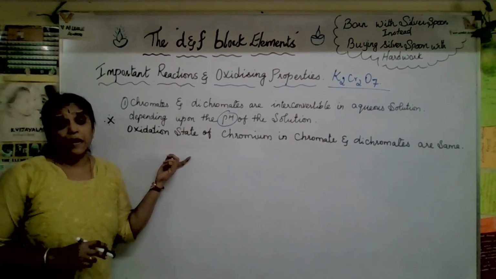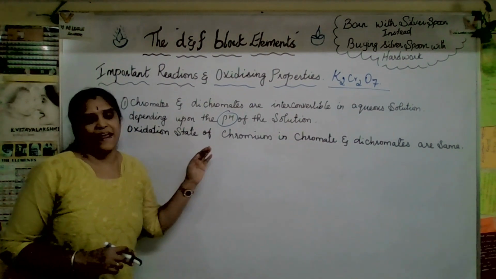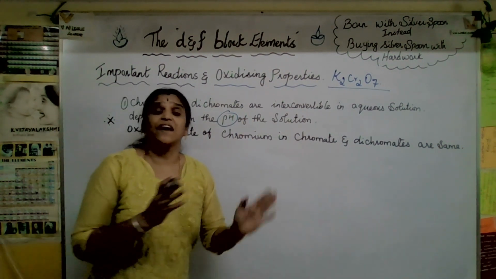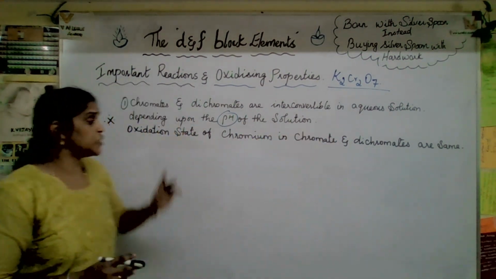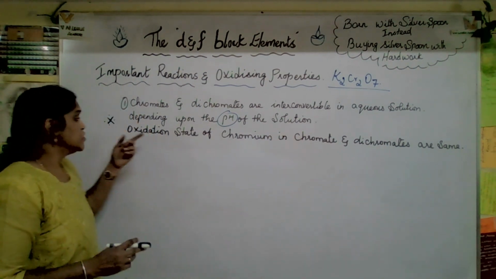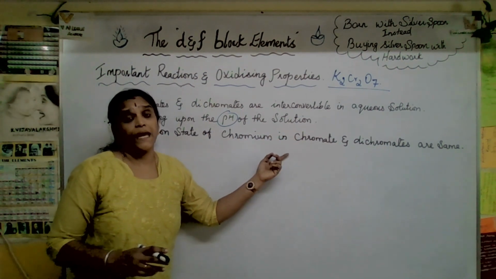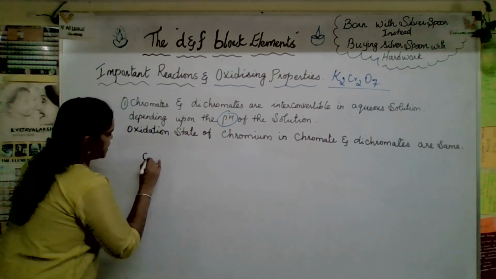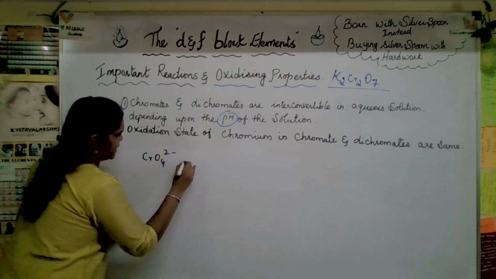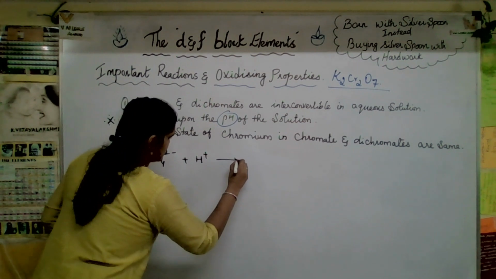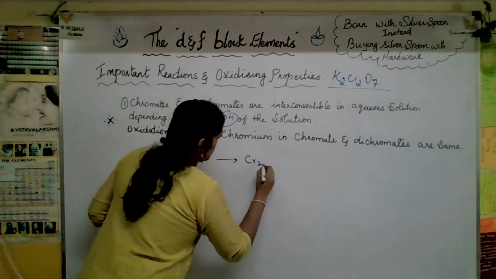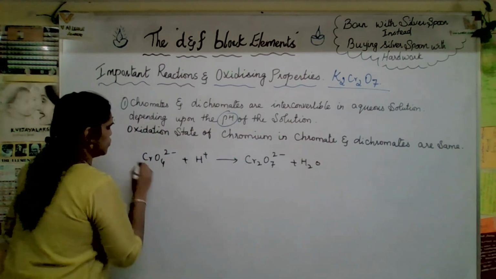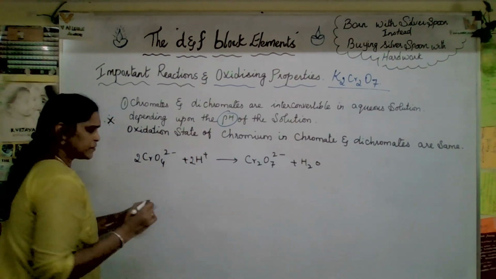Now let us start the chemical properties, that is, important chemical reactions. From the board. First and foremost, chromates and dichromates are interconvertible in aqueous solution depending upon the pH of the solution. The oxidation state of chromium in chromate and dichromate is the same. Come on, let us watch that. So CrO4 2- plus H+ ion, that is acidic solution, you will get Cr2O7 2- plus H2O.